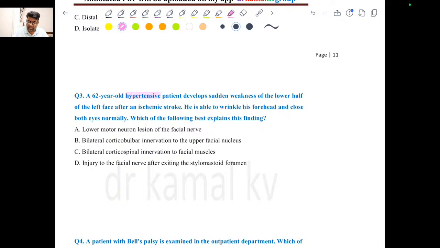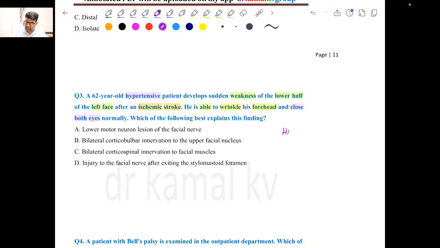An elderly hypertensive patient develops sudden weakness. So there is sudden weakness of the lower half of the left face after an ischemic stroke. Although he is able to wrinkle his forehead and he can close the eye normally. Now, what is the best explanation for this finding?